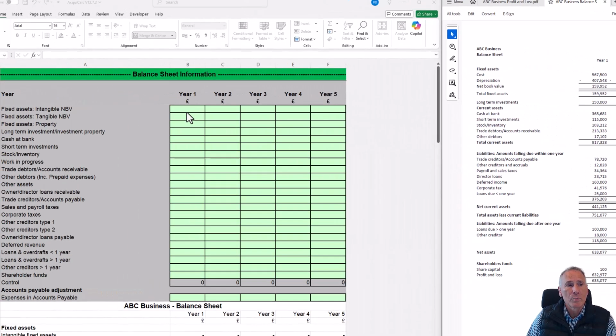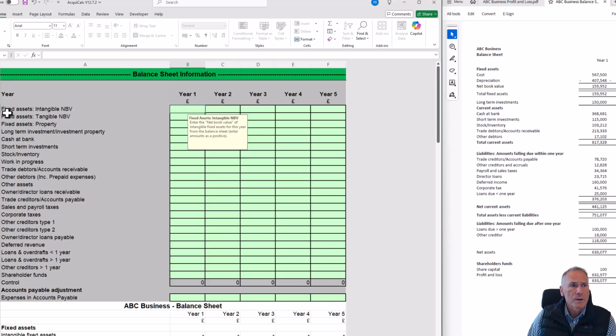But anyway, let's have a look at putting the balance sheet information in. So the first entry is fixed assets, intangible net book value. NBV stands for net book value. Well, we haven't got any of those, so I'm going to put a 0 in.